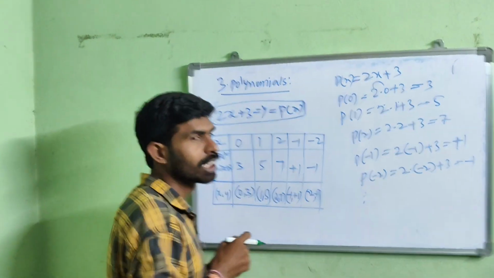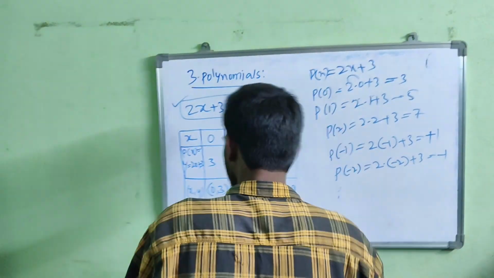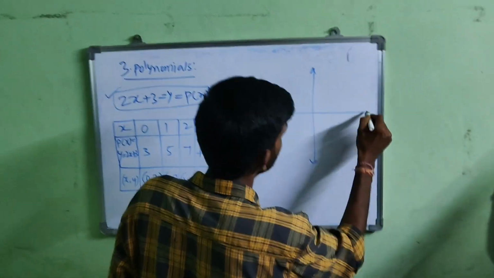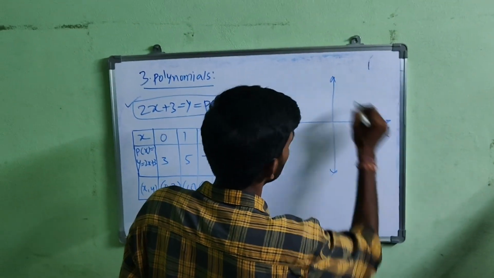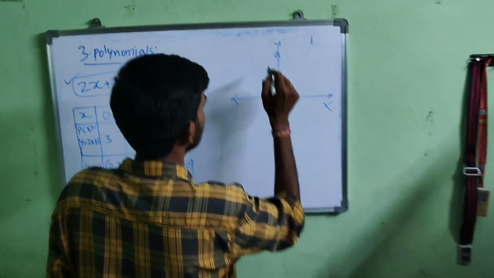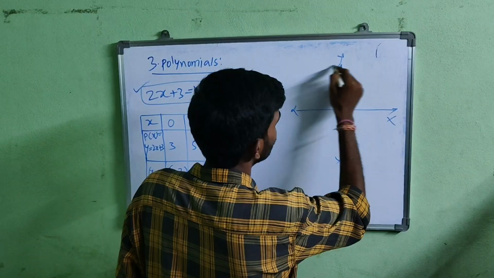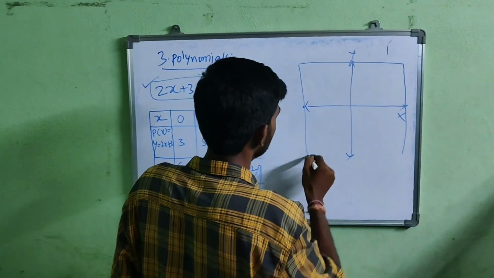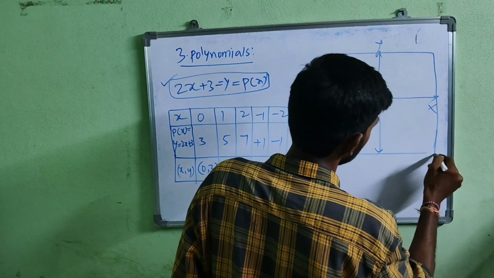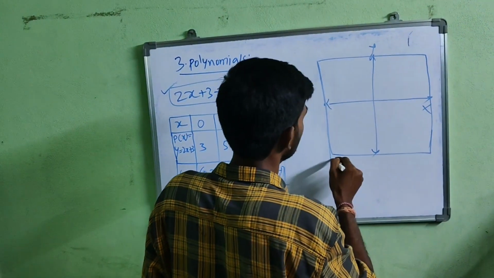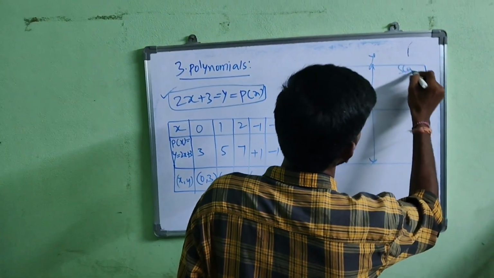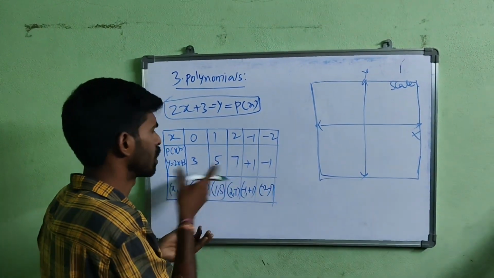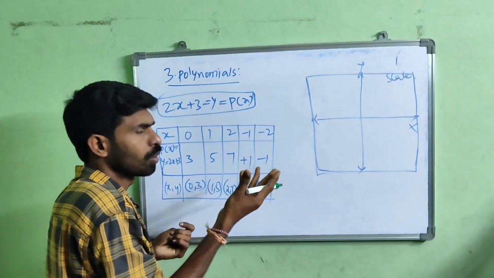How to draw a graph of the linear polynomial, I am explaining here. Please listen carefully. Now, linear polynomial, right? Draw the x and y axes on your graph. Now here we need to draw the scale. What is the scale? 1, 2, 3 and 5, 7, these are all small values.